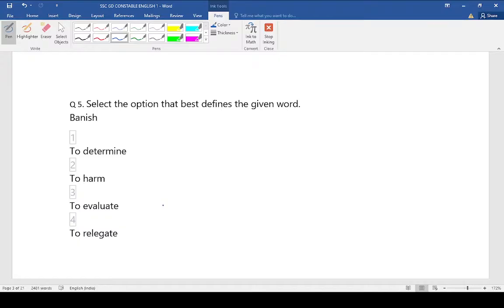What is the meaning of to determine? He is going to conclude something. To harm means to cause physical injuries or something supposed to be damaged. Next one is to evaluate, meaning giving the quality or importance of something analyzed by a person. Next, to relegate. It refers to the dismissal of somebody from their position. So banish is nothing but an unimportant, unwanted person supposed to be removed, as we just said. So accordingly, to determine will be the correct answer.